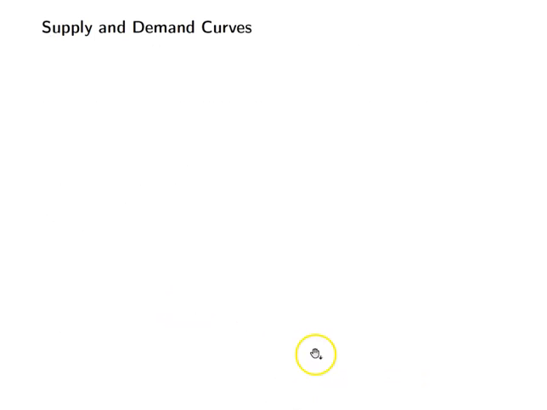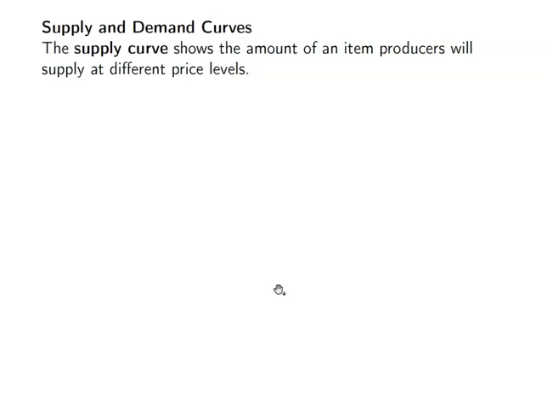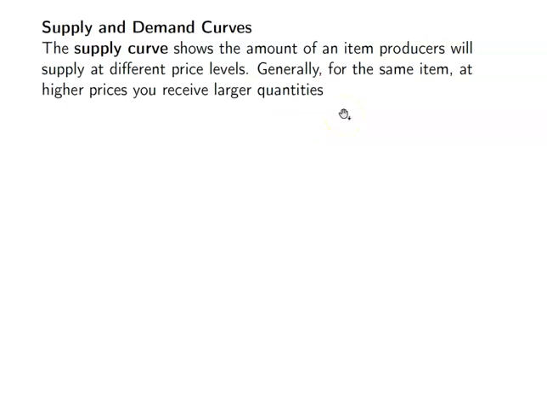Okay. So next we're going to talk about supply and demand curves. A supply curve shows the amount of an item that producers will supply at different price levels. Okay, so the supply curve is how much a supplier will sell you something at a different price, right? So generally for the same item, a higher price will make you get a larger quantity of that item, right? So if I buy in bulk, if I'm spending more money, I get better price per item.